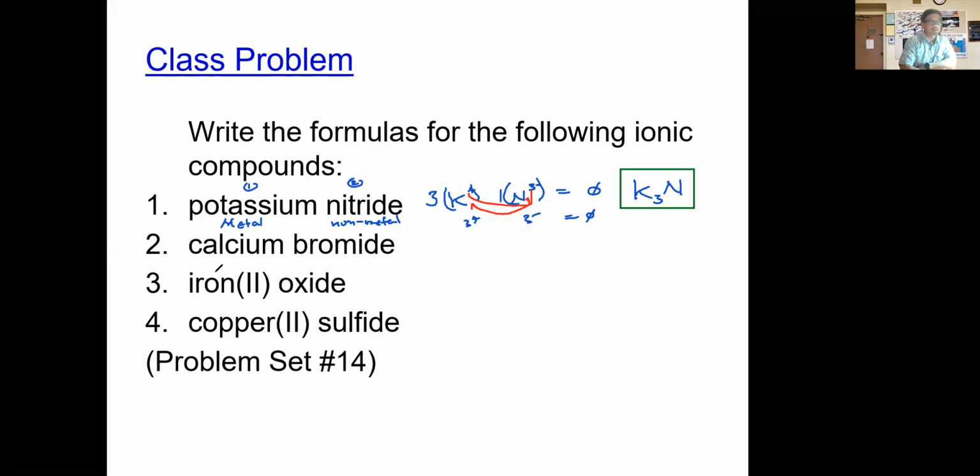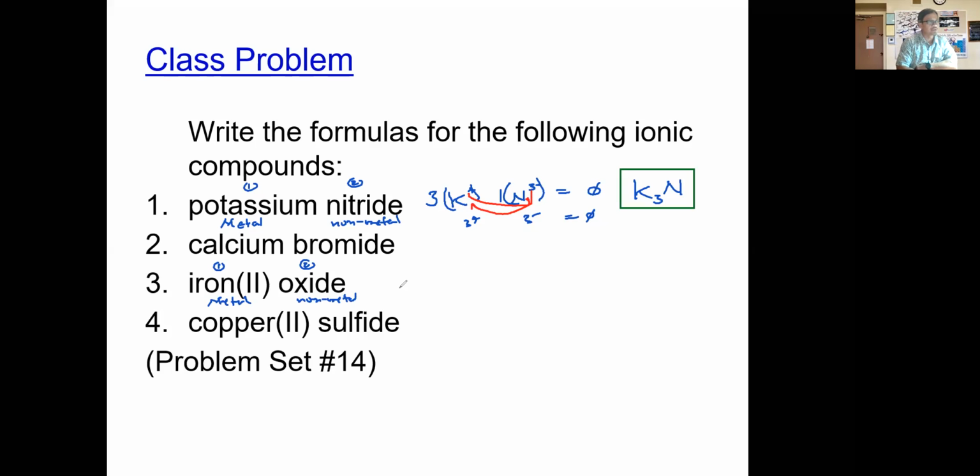Let's go ahead and take a look at number 3. Is it a binary compound? Yes. Iron is one element and oxygen is the second element. Is it an ionic compound? Yes, because iron is a metal and oxygen is a non-metal. So we have an ionic compound, a binary ionic compound.